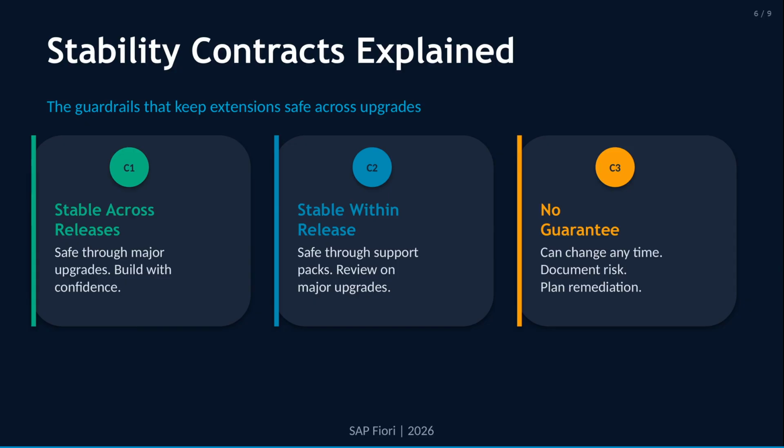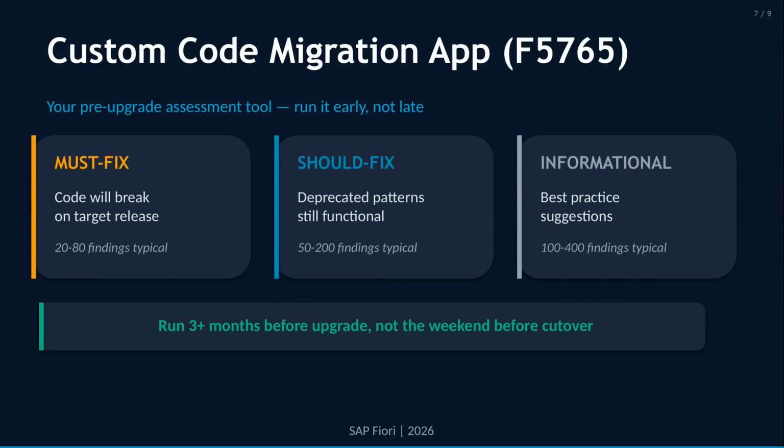Contract Level 2, labeled C2, means stability within a single release. Your extension is safe through support packs, but may break on a major upgrade. Contract Level 3 means SAP can change or remove the extension point at any time. Before you build any extension, look up the contract level in the Fiori Apps reference library. If you are extending a C3 point, document the risk and plan for remediation on every upgrade.